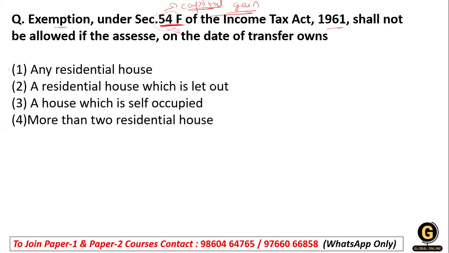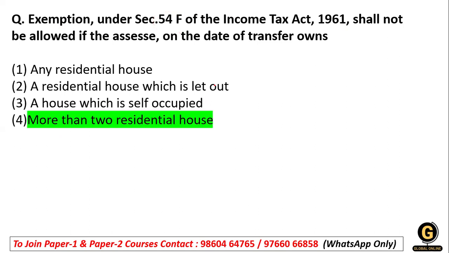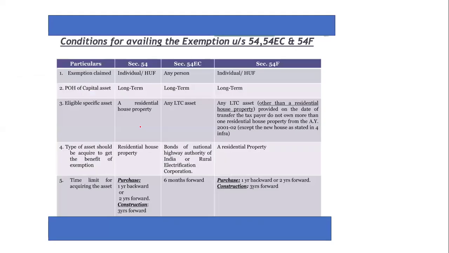So let's understand what section 54F is about. The right answer for this question is more than two residence houses. Let's understand why it is option number 4. This is the exemption given in capital gain, that is 54, 54EC, 54F. Who claims this exemption? Section 54 is claimed by an individual and HUF. The same is also applicable to section 54F, that is, individual and HUF.